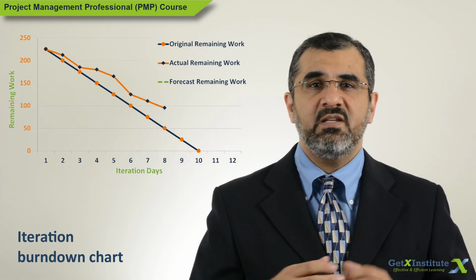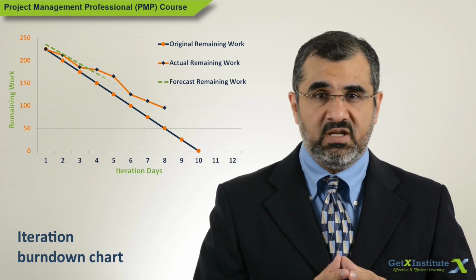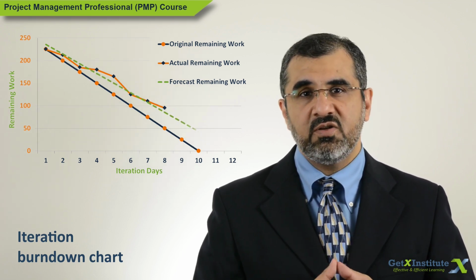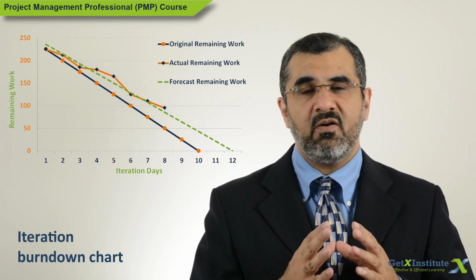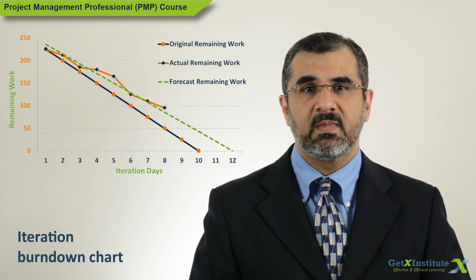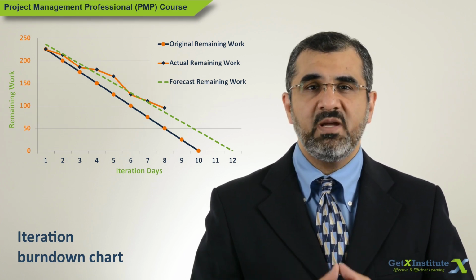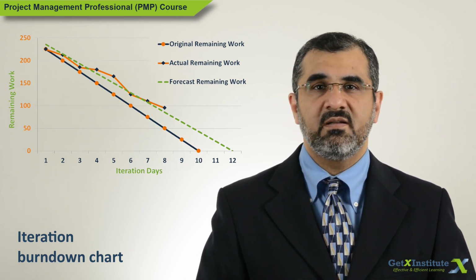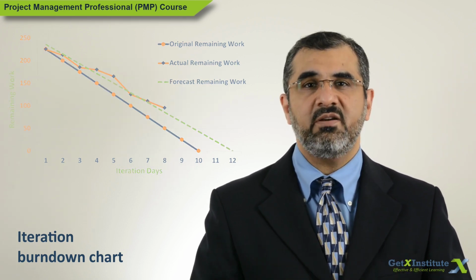The zigzag line shows the work left at the start of each day of the iteration, and the dotted line shows the forecast. The iteration will end on the 10th day. The chart shows that not all the work will be completed in this iteration. There will be some work left which will have to be taken up in later iterations.